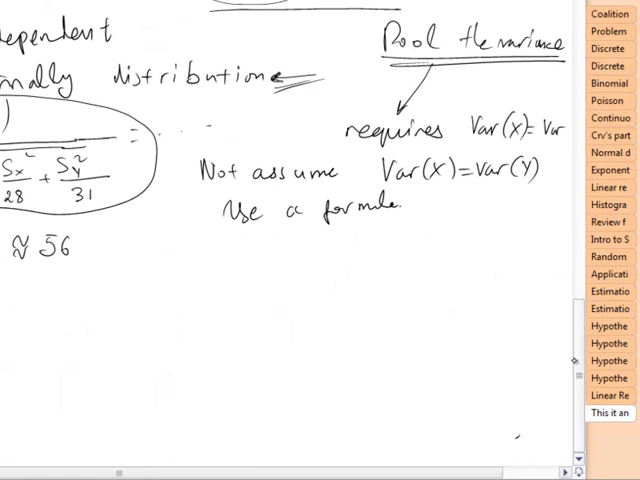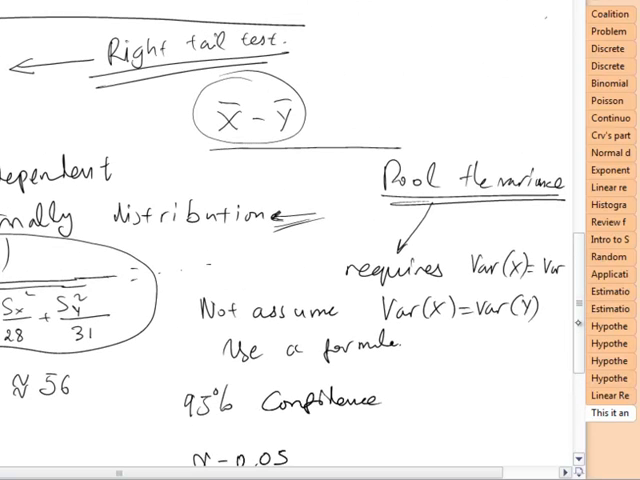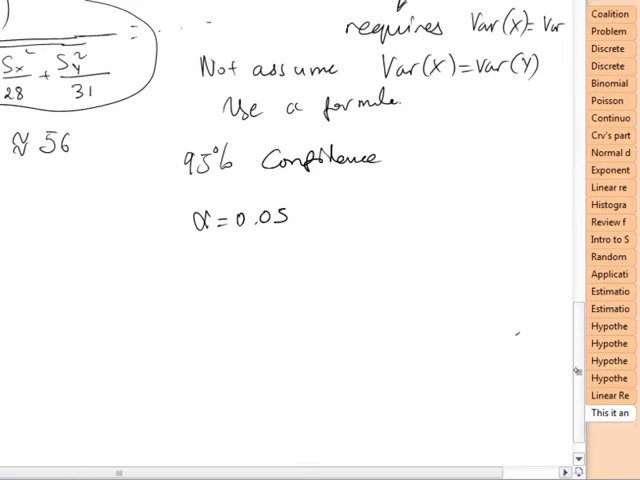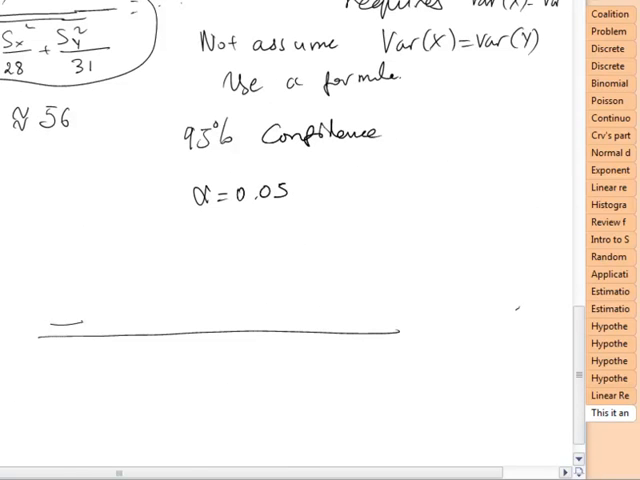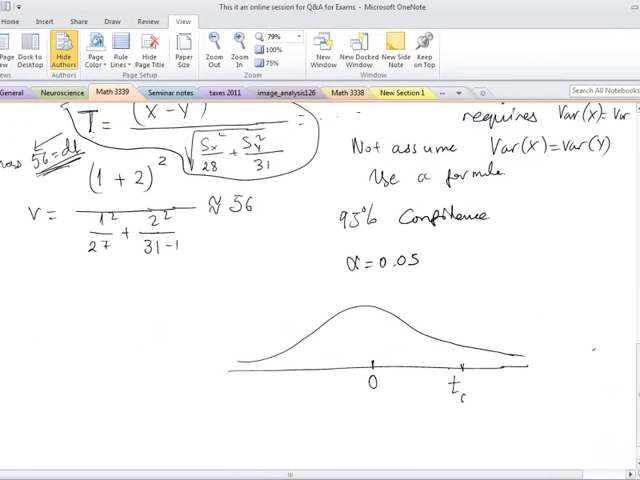What is the critical point now? We want 95% confidence. Therefore, the significance level alpha is 0.05. We mentioned for our alternative hypothesis that we will do a right tail test. So the critical value will be to the right of zero. So this will be the critical value, t 0.05, 56. 56 are the degrees of freedom. And we find this value from the book.